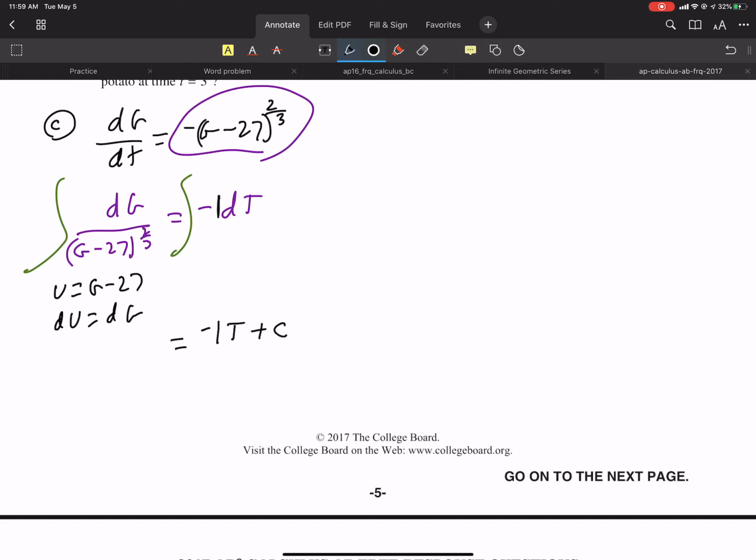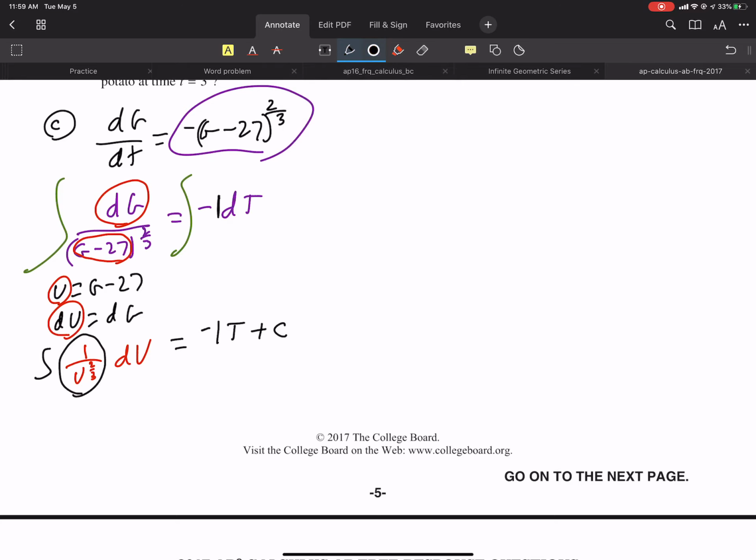The left side, here is what's going to happen. All of this becomes u, and this dg here becomes du. Oh, it's 1 over that. Okay, back up. It's 1 over that. It's 1 over u to the 2/3. So here lies my next problem.